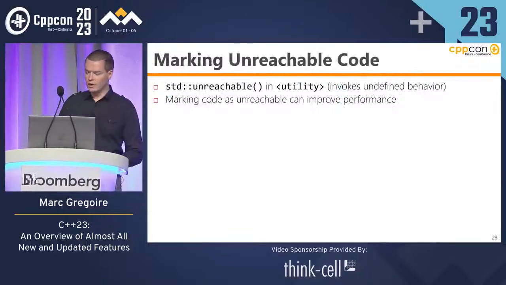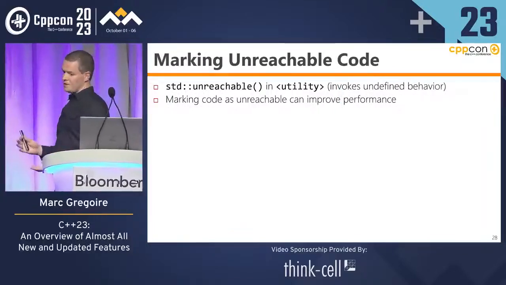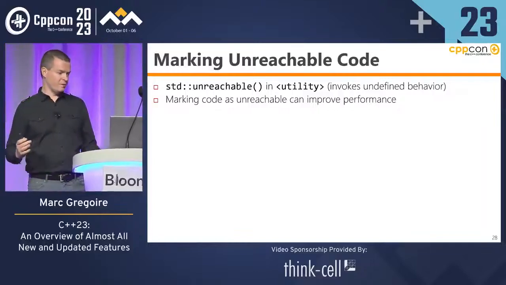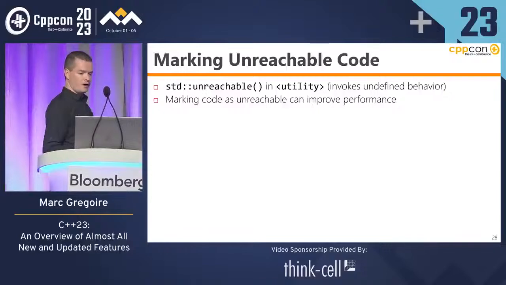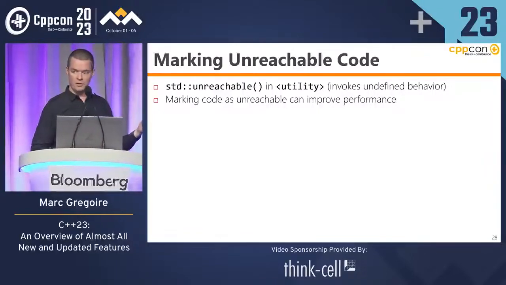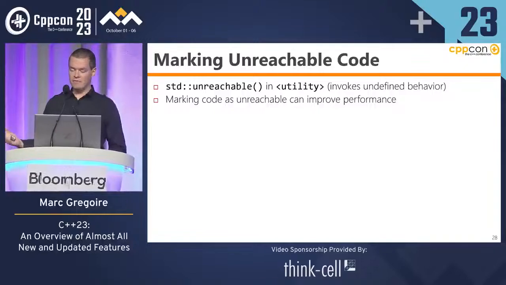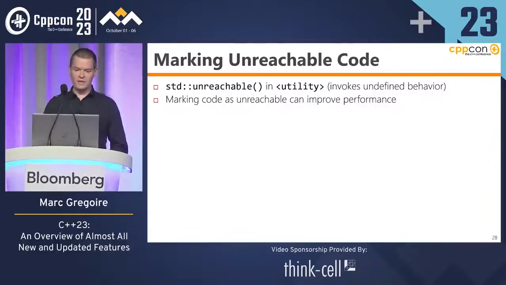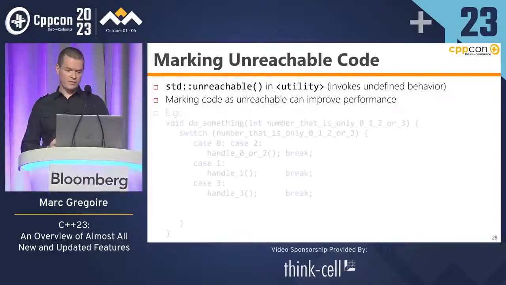Another interesting one is that it's now possible to mark a location in your source code as unreachable. And for this, you use std::unreachable defined in utility. When you actually do evaluate this at runtime, you are explicitly invoking undefined behavior. So what is this used for? Let's have a look at an example.